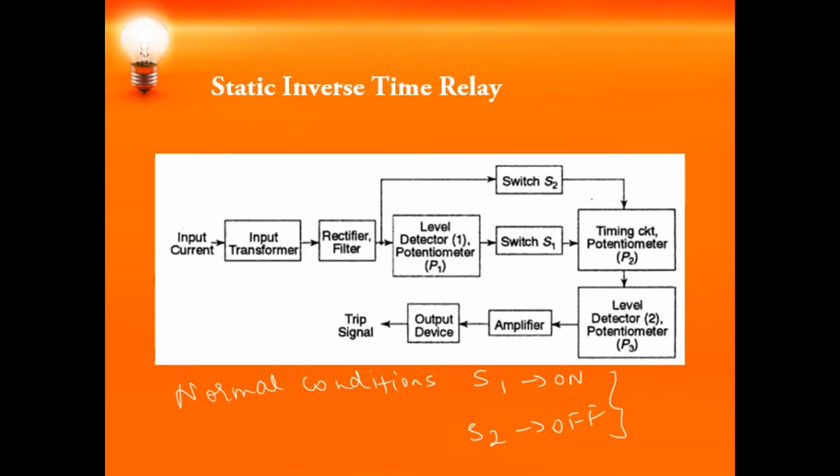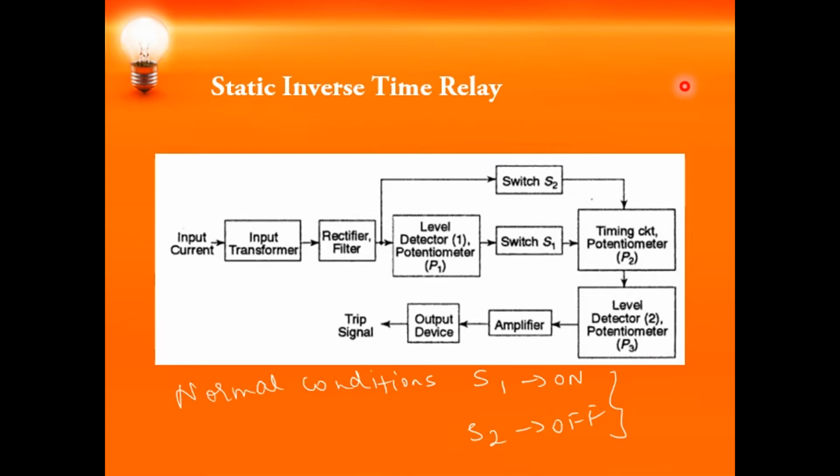In case the current exceeds the threshold which is decided by the level detector 1, it issues a signal to switch S1: S1 is off and switch S2 is on. The current through switch S2 will charge the capacitor of the timing circuit. Once the voltage across the capacitor reaches the voltage level of detector 2, it will send the signal to the amplifier, which in turn will send a signal to trip the device. Here both the switches S1 and S2 are made of static components.